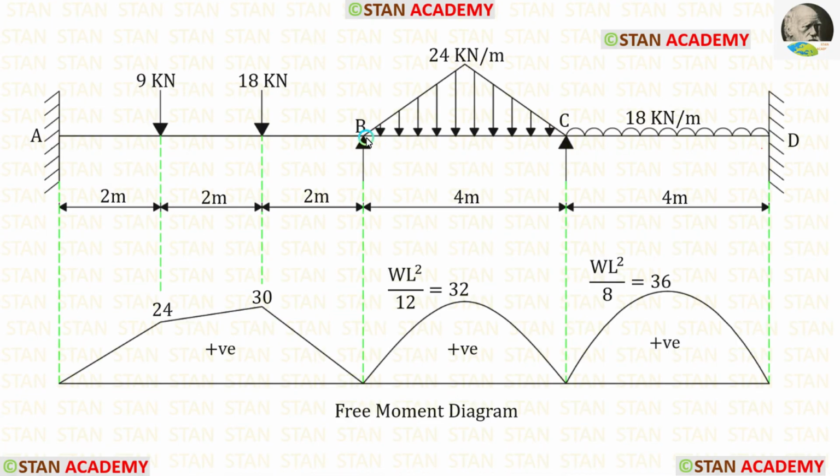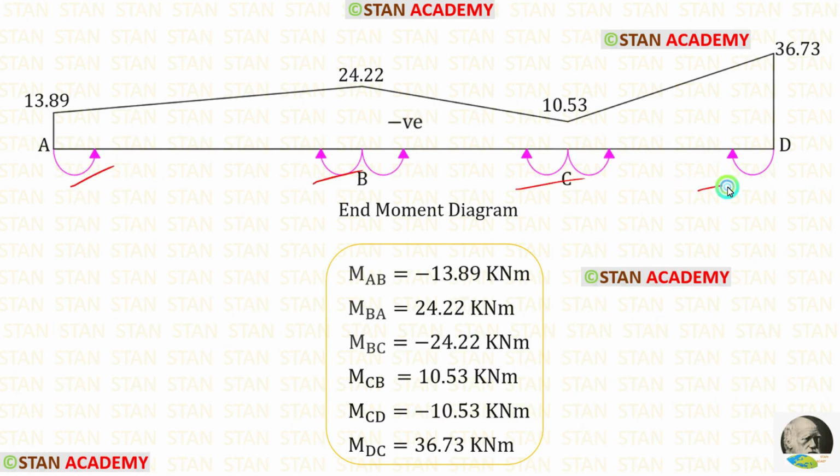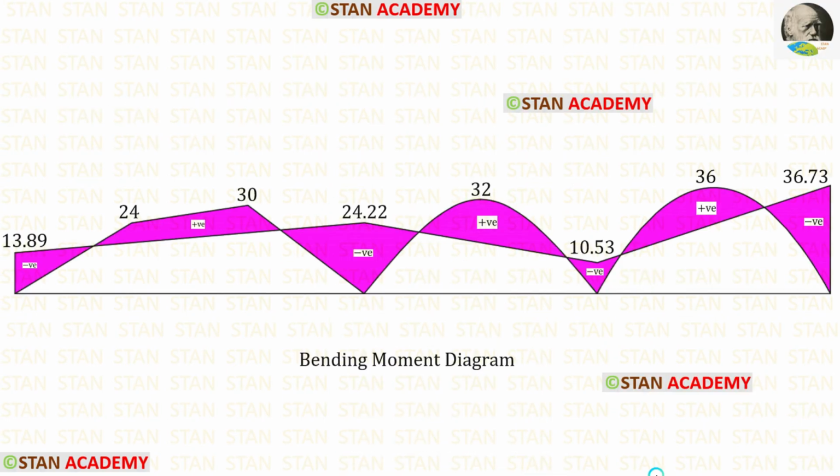Now let us take the span BC. Here we have uniformly varying load. Here we have to apply the formula WL square upon 12. Using the formula we are getting the ordinate 32. Using that we can draw this diagram. In the span CD we have uniformly distributed load. Here we have to use the formula WL square upon 8. Using the direction of the end moments, we can draw the end moment diagram. By combining the free moment diagram and end moment diagram, we can draw the bending moment diagram.